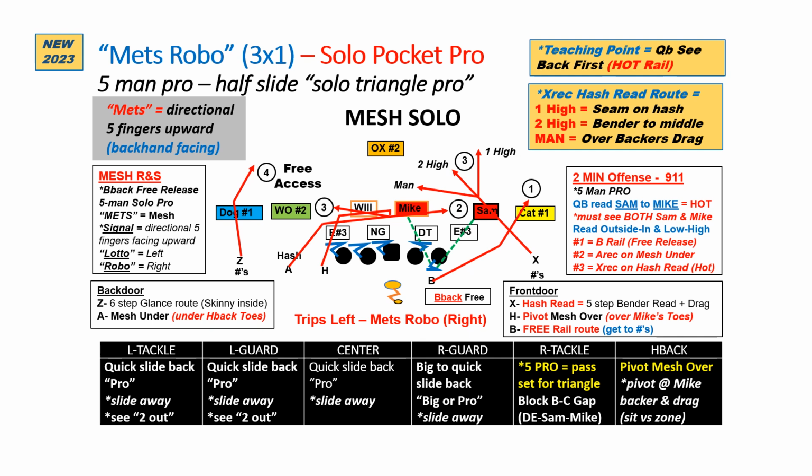Again, we can do this out of 3x1. Only change is the H back now doing his pivot mesh over. Quarterback will use his same read progression, reading the Sam, but looking for the back 1 on the rail, then 2 to the A receiver on the under, and then 3 to the X on the hash read.